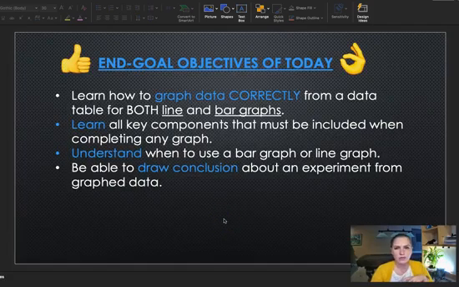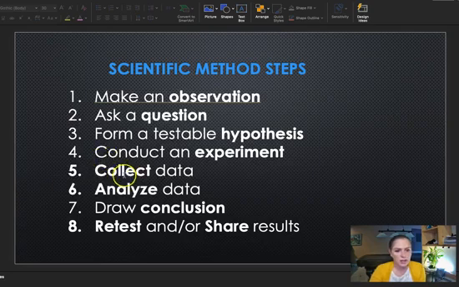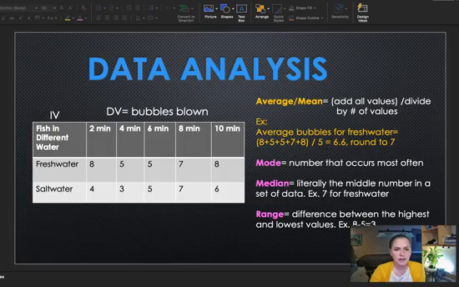The end goal objectives through these notes was to be able to effectively and correctly graph a bar and a line graph, know when to use either of them, the bar or the line, be able to know what components go into the graph, what I'm looking for in Biology 1, and be able to draw conclusions based off your graph and your data. So I'm going to go to step 5 and 6, which is data collection and analysis.